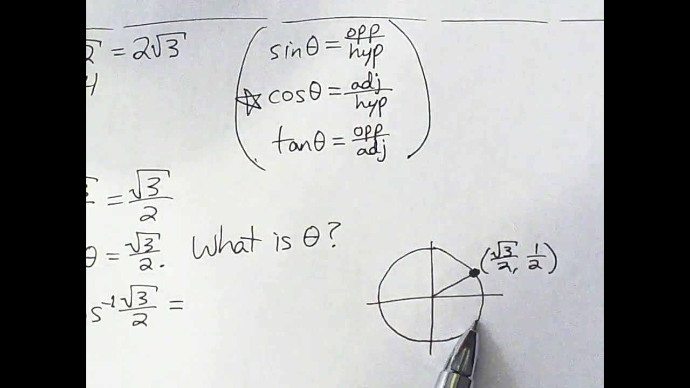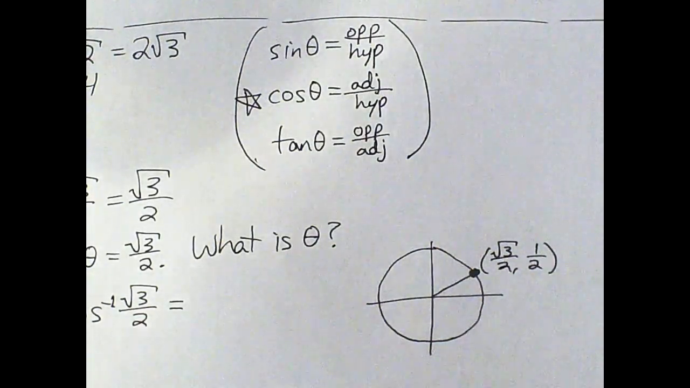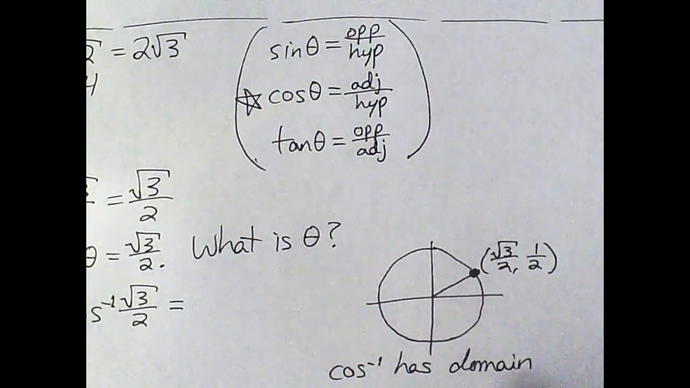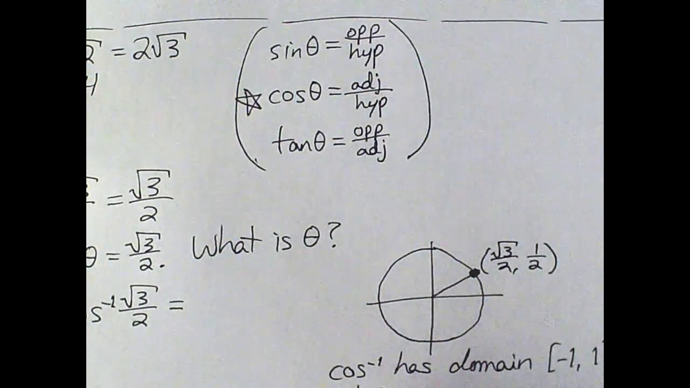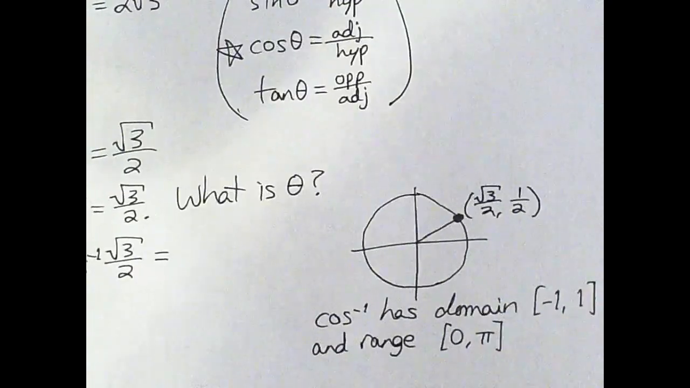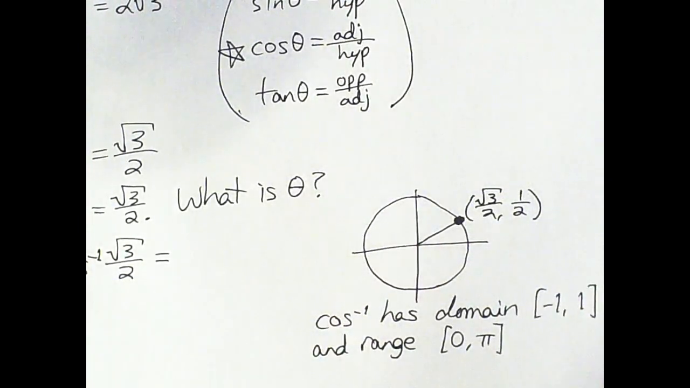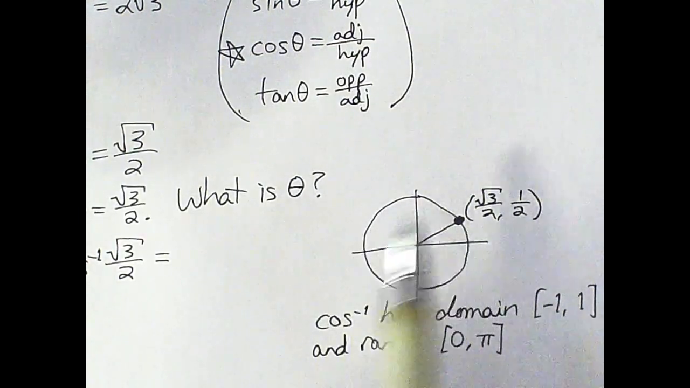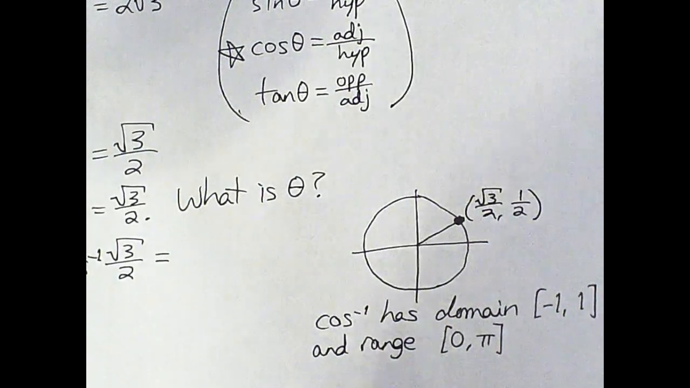I don't even need to consider that because, first of all, inverse cosine has domain -1 to 1 and range 0 to pi in radians. So I only need to consider from 0 to pi, from our usual starting position all the way to pi. I'm only considering the top half of the unit circle for this. For inverse cosine, you only look at the top half of the unit circle.